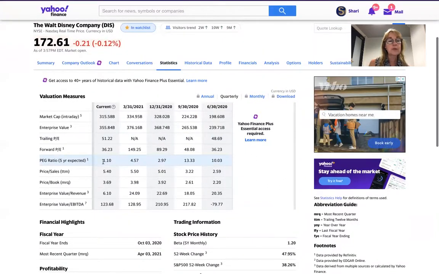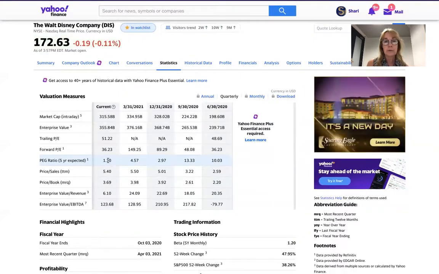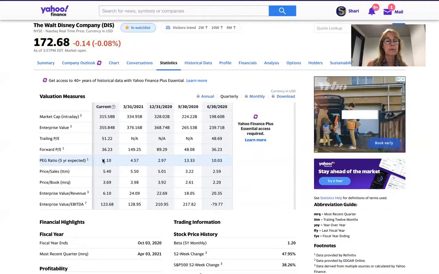This is confirming to me that Disney's undervalued for their growth. So you take the PE ratio compared to their growth. Look at what their PEG ratio has been, okay? And look at what it is now. So here is further confirmation to me that Disney may be undervalued. So take a look at the PEG ratios too, definitely.